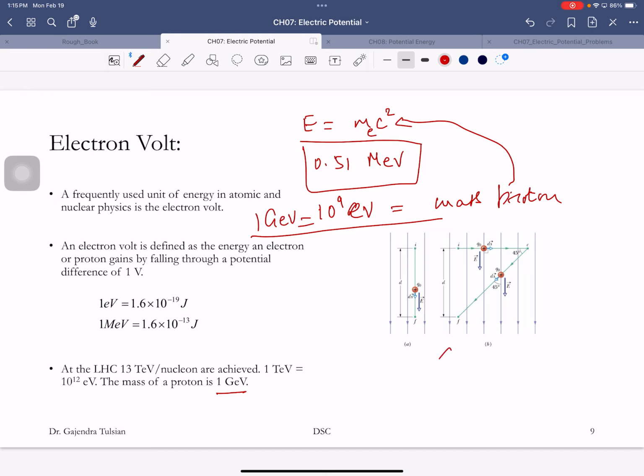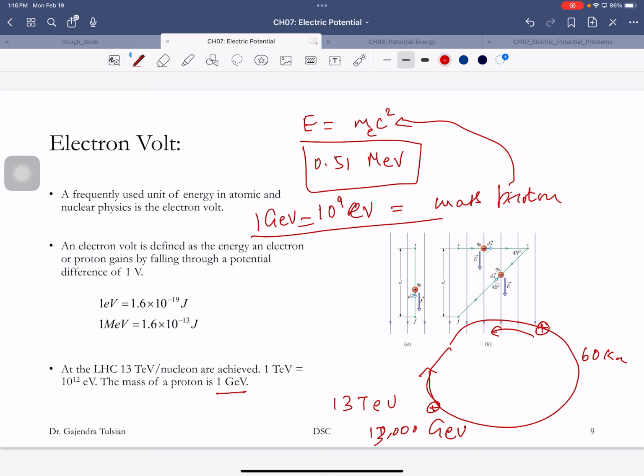You guys have heard of the Large Hadron Collider at CERN in Europe. This is a 60-kilometer circumference accelerator, and a proton is accelerated to 10 TeV, 13 TeV, which is 13,000 GeV. They take two protons, accelerate them and collide them, and their energies are 13,000 GeV. So a proton has become 13,000 times heavier. So you can take this proton and hit it against a wall, and it can create 10,000 more protons.